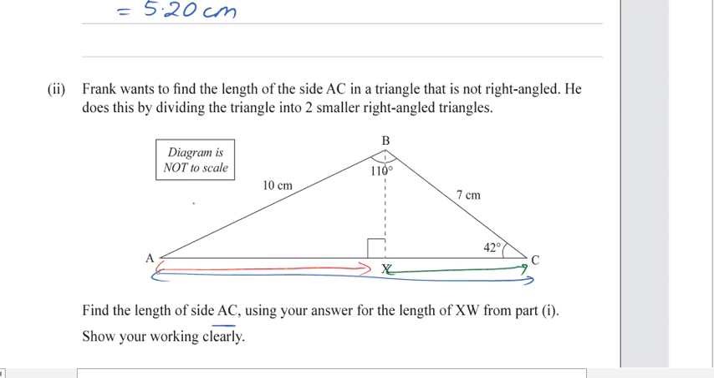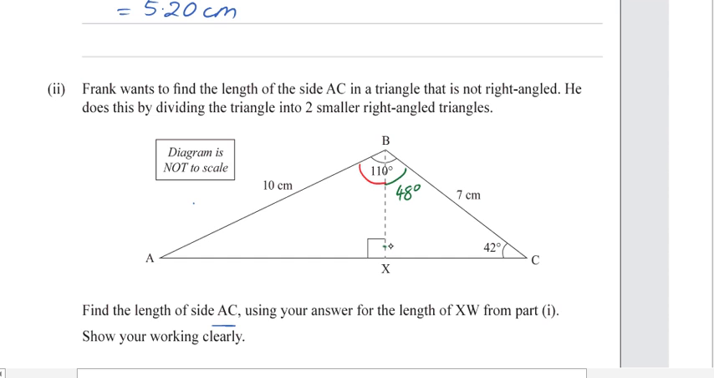Okay, so in order to do that, I'm going to make use of this triangle, and I'm going to try and find this angle here. So we'll start by finding that angle, the green angle that I've marked there, and that's going to be 48 degrees, and that's by adding up our right angle here and our 42 degree angle there. And so subtracting that from 110, we get an angle of 62 degrees over here.